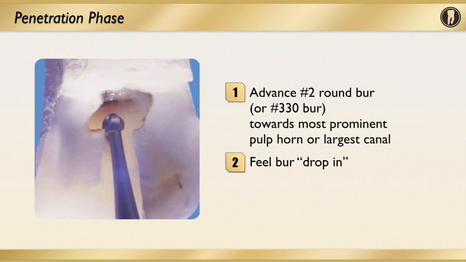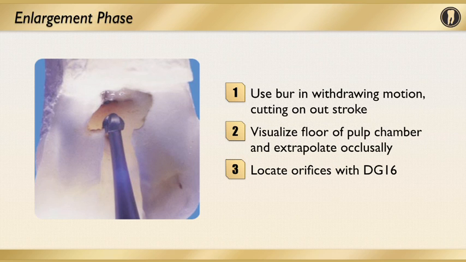So here's kind of an illustration of the penetration phase. You want to penetrate into the pulp chamber. You can use a number 2 round diamond or a 330 long carbide burr. Once you feel the burr drop in, you've dropped into the pulp chamber and you've completed the penetration phase. Then we go to our enlargement phase.